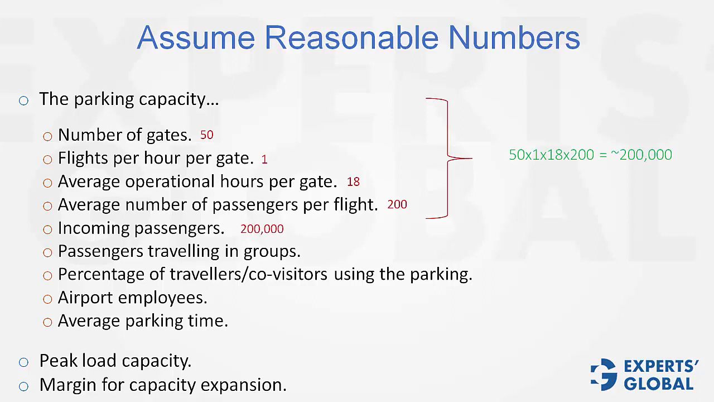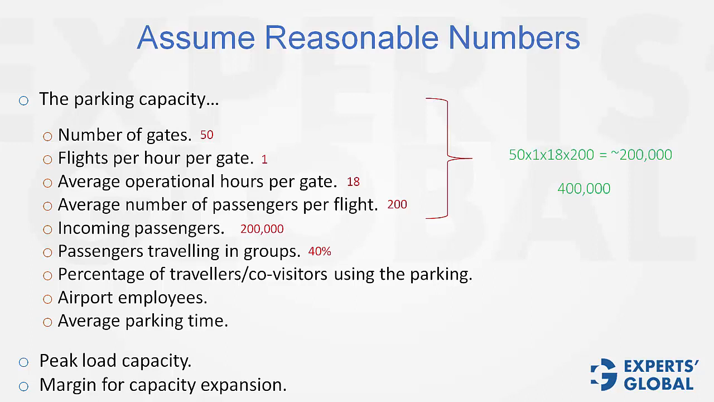So another 200,000. 400,000 is the total number so far. We are assuming that 400,000 users are using the airport every day. Passengers traveling in groups, I have assumed it as 40%. What effect will it have on the parking capacity? Should 400,000 be multiplied by 0.6? That would not be correct.